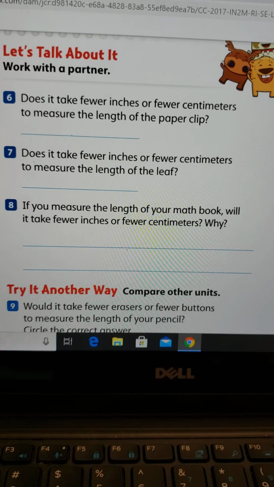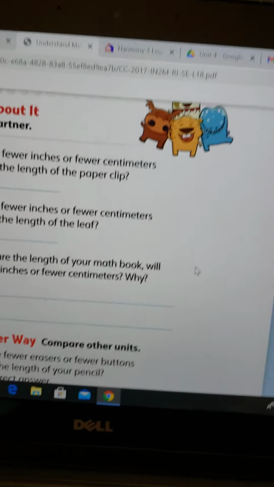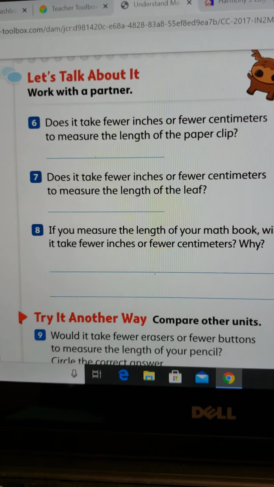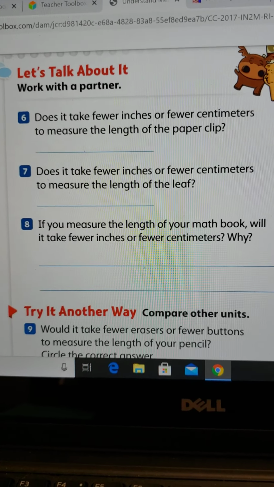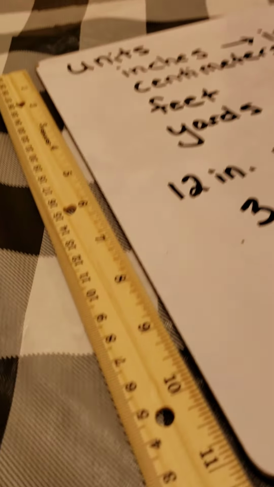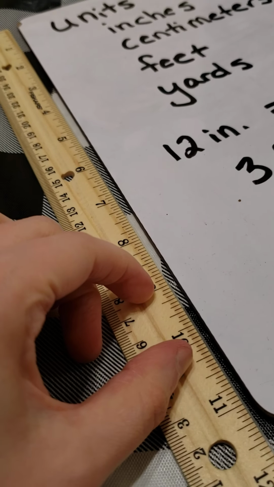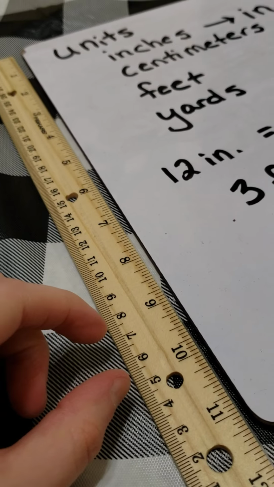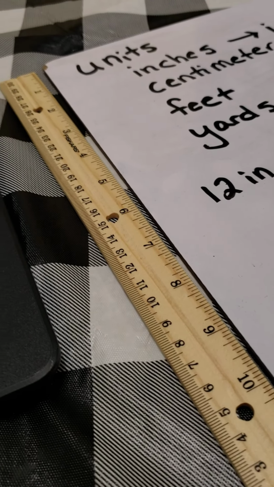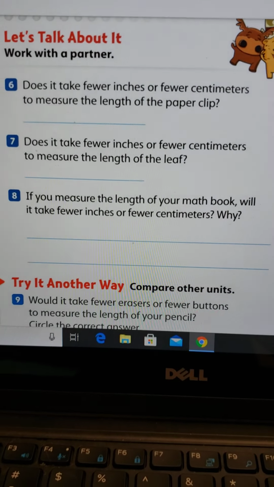Why is that? Do you know? Why does it take me less inches than centimeters to measure the length of my imaginary math book? Well, I can see if I look at my ruler that an inch is quite a bit larger than a centimeter. It's about 2.5 centimeters in 1 inch. So it takes me less inches because inches are already bigger.